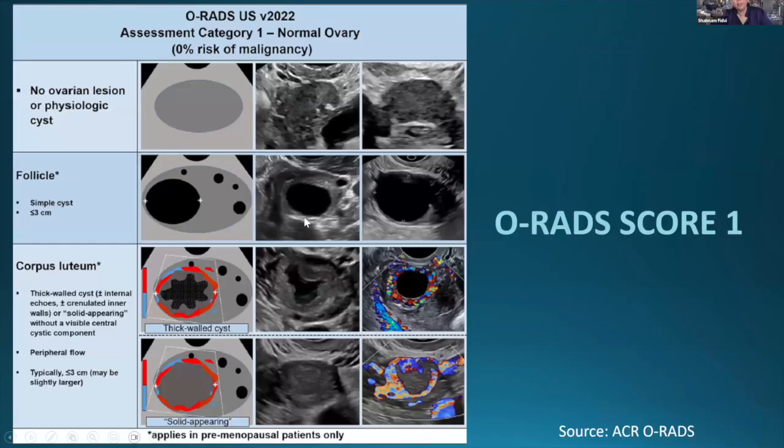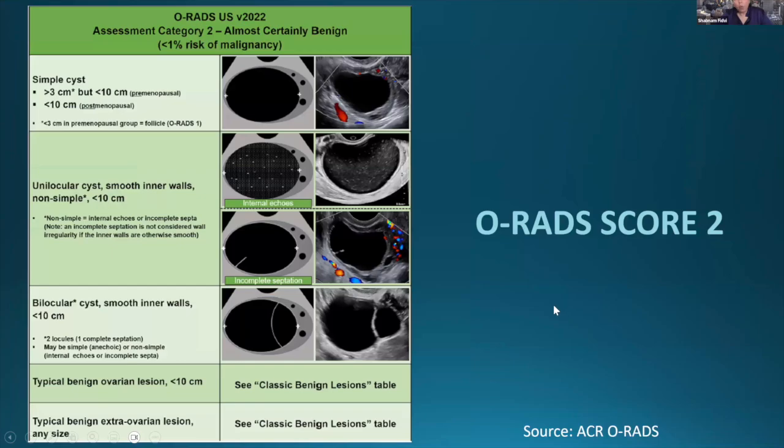I'll briefly run through the different O-RADS scores so you can get a flavor of it. O-RADS score 1 is basically 0% risk of malignancy and a normal ovary. Either you'll see no ovarian lesion, or you can see a follicular cyst or a corpus luteal cyst. And this applies only in premenopausal patients. O-RADS 2 lesions are almost certainly benign, so they have less than a 1% risk of malignancy.